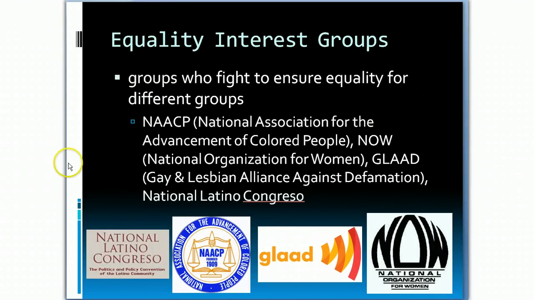Next, we have equality interest groups, and these are the ones that get really controversial a lot of times. Nope, I take that back. We're going to get to them next. These are the groups who fight to ensure equality for different groups. One of the oldest of these groups is the NAACP, the National Association for the Advancement of Colored People, but we now have some more minority groups who've started to organize and form these, such as NOW, the National Organization for Women, GLAAD for gay and lesbian groups, and then the National Latino Congreso. All of these basically advocate for the rights of their minority group.